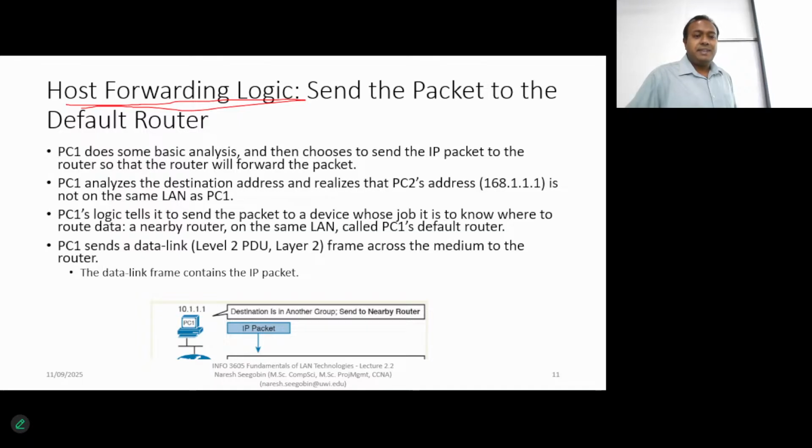Right, so PC1 does some basic analysis and then chooses to send the IP back to the router, so the router forwards it. Now, the basic analysis it's doing is going to take the destination IP address. When you look at an ICMP packet, which we'll do later, it has a destination address. It's going to do an AND operation with its mask, and then compare that with the AND operation of its own IP with its mask. If it is the same, that means it's on the same network. That's what it does, bitwise AND.